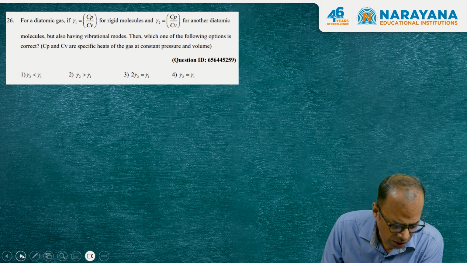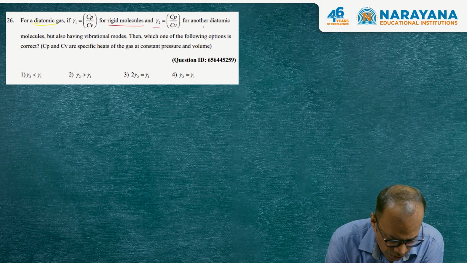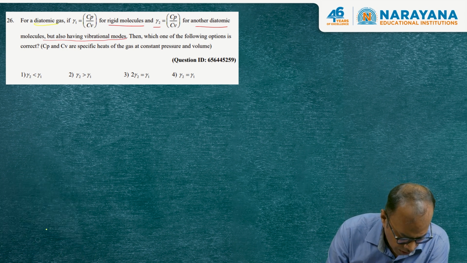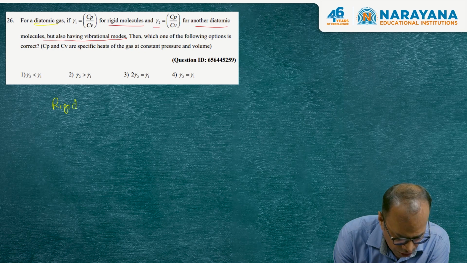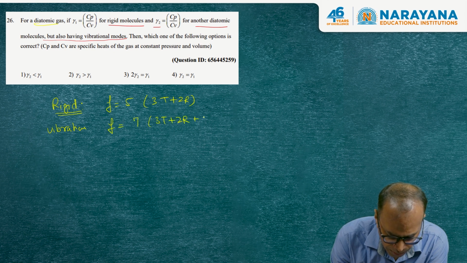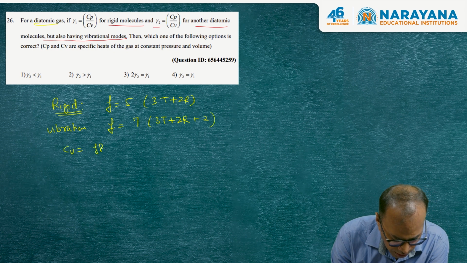We have a diatomic gas. For rigid molecules, we are given gamma 1, and then we are given gamma 2 for another diatomic gas which also has vibrational mode. Now if it is rigid, that means there are no vibrations and the degrees of freedom would be 5: 3 translation and 2 rotation. Whereas in case we also take into account vibration, then the degrees of freedom will become 7. It will be 3 translation, 2 rotation and 1 vibrational mode contributing 2 degrees of freedom. So CV is fR by 2 and CP is CV plus R.